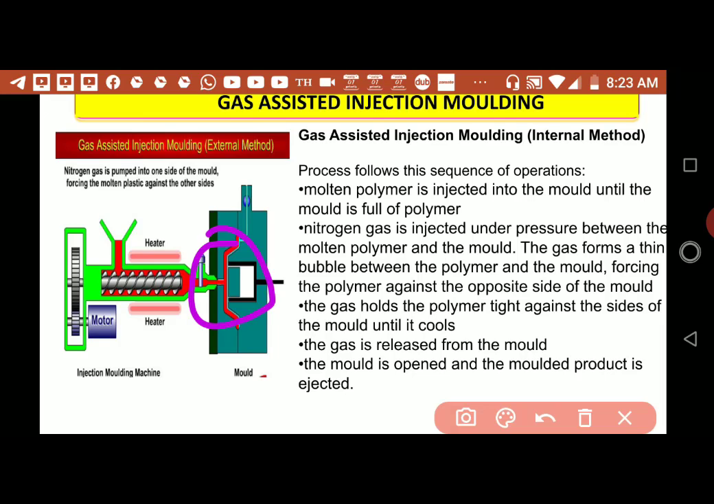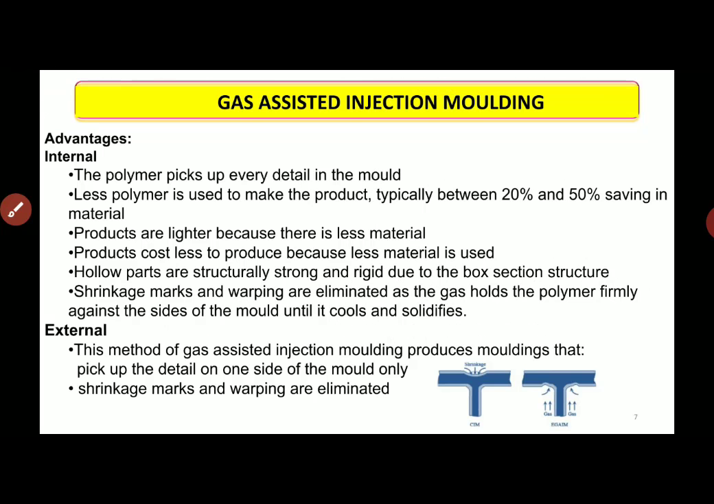This nitrogen gas forms a thin bubble between the polymer and the mold, forcing the polymer against the opposite side of the mold. So the gas holds the polymer tight against the sides of the mold, and finally it cools. Finally the gas is released from the mold, the mold is opened and the molded product is ejected.